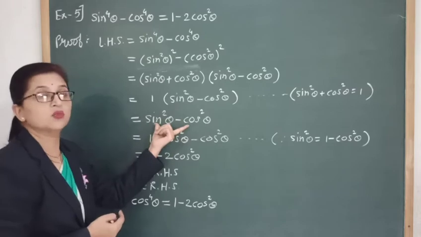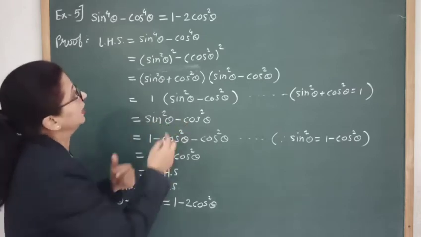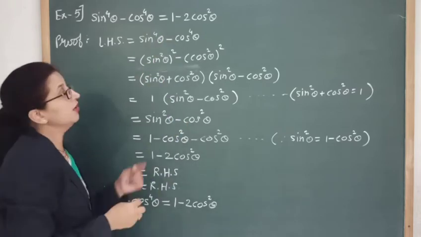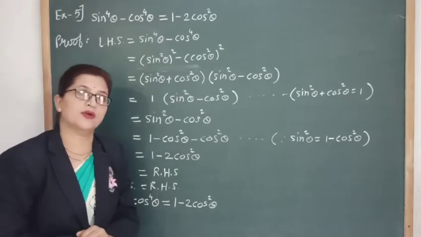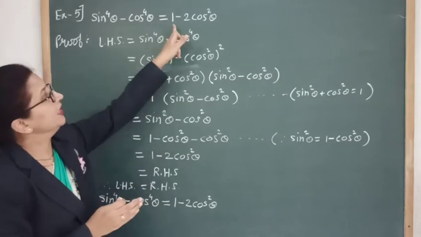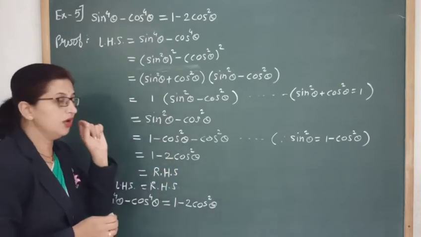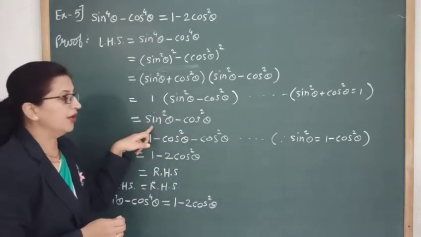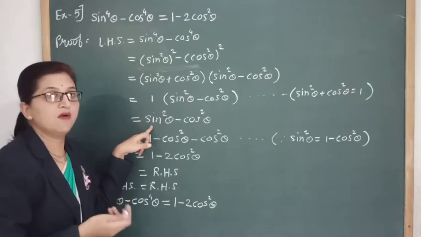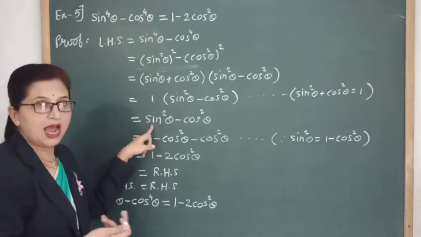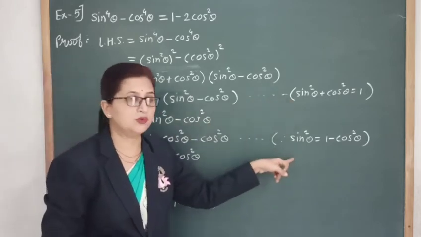Okay. Now after this what to do? So here in the RHS what do we want to show? 1 minus 2 cos square theta. Here in the RHS there is no sin theta. So here we have to remove this sin theta. So how will we remove it? By using the identity. Same identity we will use here.